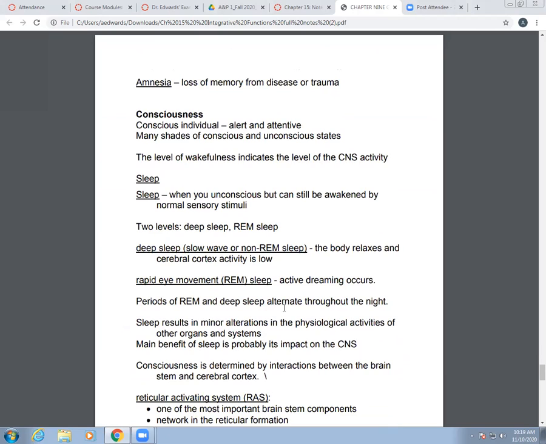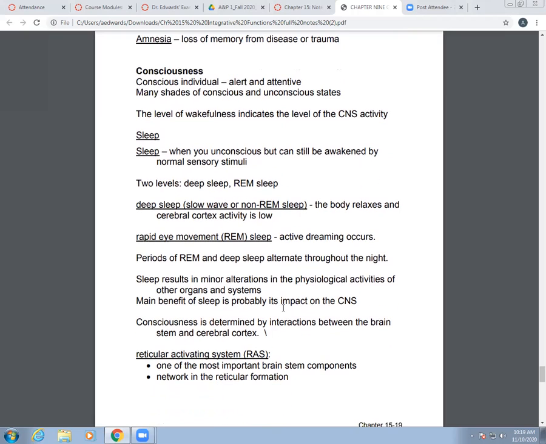All right. Amnesia, you may have heard of this. The medical condition involves losing memory after some trauma or disease. Consciousness. So here you have some conscious individual.